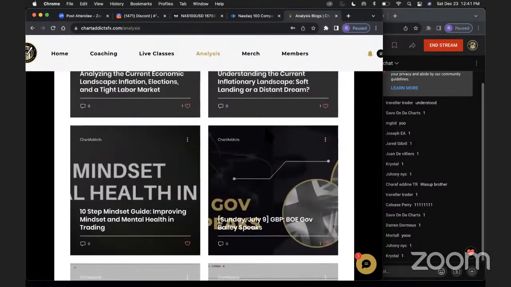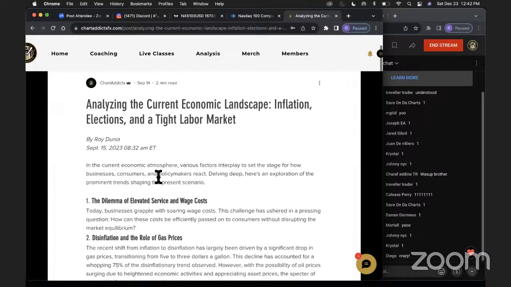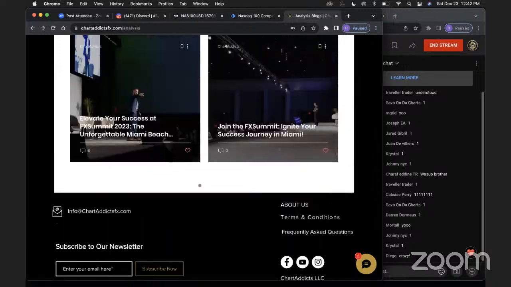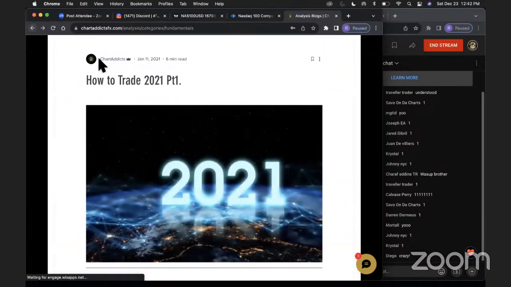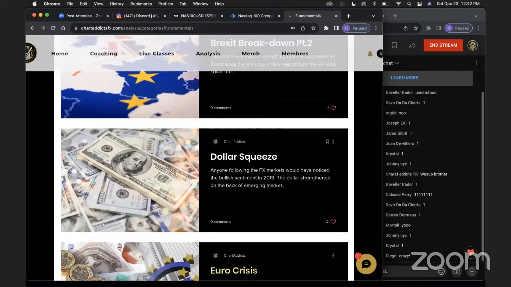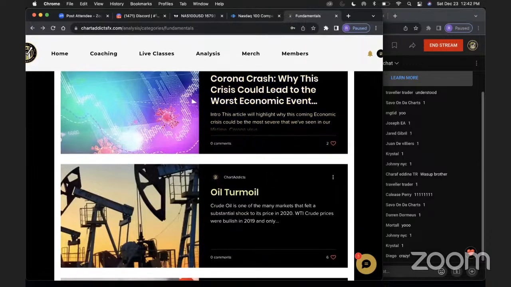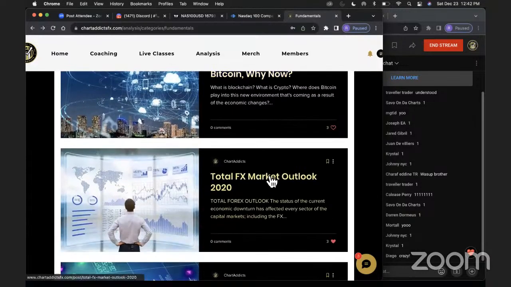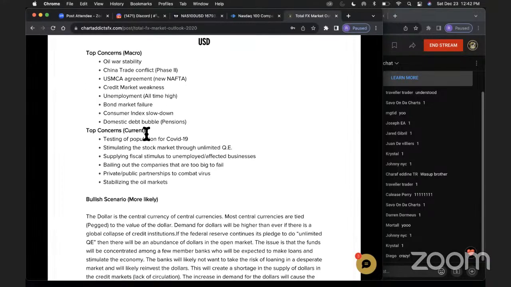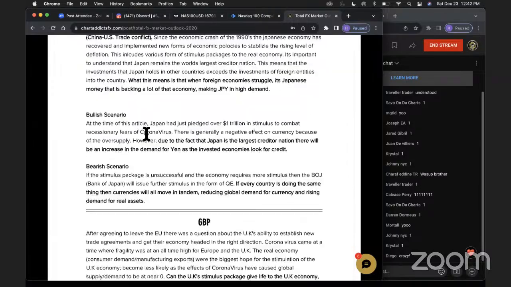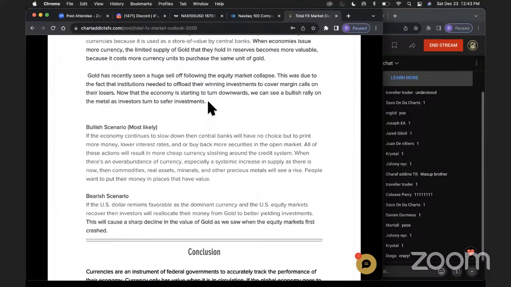I'm just going to grab these articles here. A 10-step mindset guide, analyze the current market landscape, inflation, elections, tight labor market. Okay, so this is prior to... oh no, this is 2023. What is this? Let's go fundamentals. 2020 elections. I'm not going to spend too much time on this. I just want to show you guys here. I was writing about Brexit in real time, the dollar squeeze in real time, the gold trap, the Corona crash. This is 2020, right after the coronavirus crash. So we had the top concerns that I was looking at: bond market, China trade war, et cetera. And I had my predictions here for every currency class. JPY, this was by far the best call of the decade.